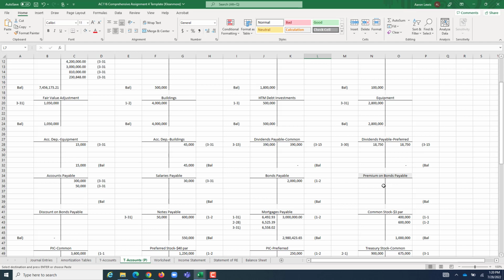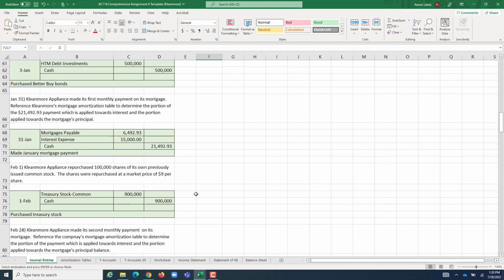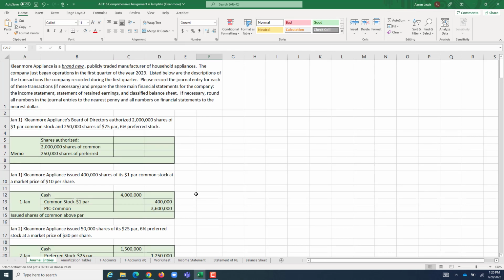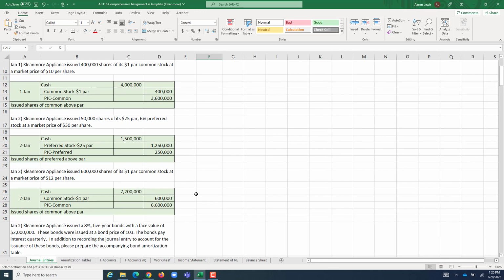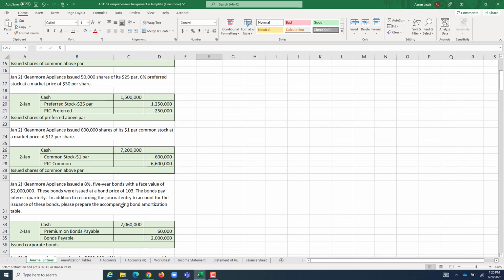So we're going to start with our premium on bonds payable. Let's go back to our journals and find anything to do with premium on bonds payable. And if I scroll down, in the original entry on January 2nd, where we issued our 5-year bonds at a bond price above 100, or if we charge more than 100% of face value, that's where we put the premium on the books in the first place. And when we did so, we credited premium on bonds payable for $60,000.